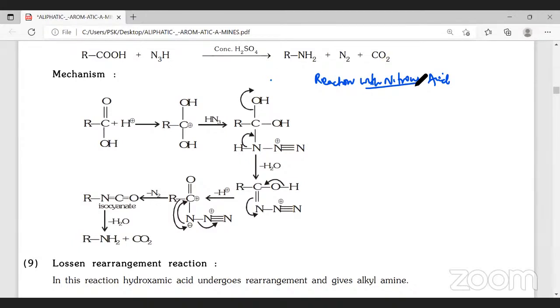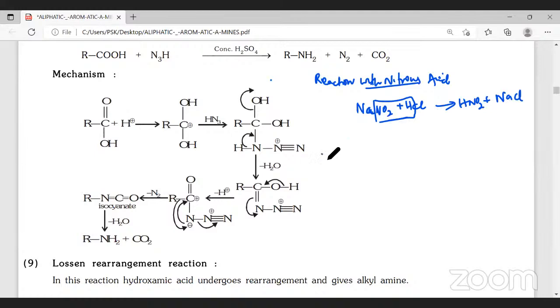Now, reaction with nitrous acid. So nitrous acid is also one of the tests to differentiate between primary, secondary, and tertiary amines. Now, nitrous acid is an unstable acid. So it cannot be prepared and stored in containers. So whenever it is required, it can be prepared by the reaction of sodium nitrite with HCl. The sodium nitrite reacts with HCl to form HNO2 plus NaCl. So this HNO2 is called nitrous acid.